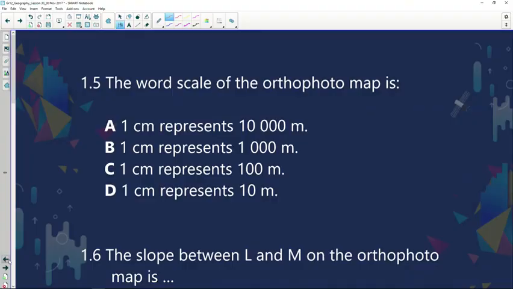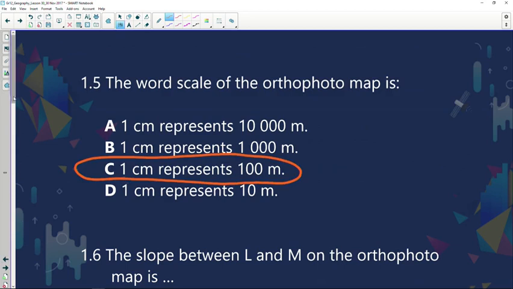Now the word scale of the orthophoto map is what? 1 centimeter represents 10,000 meters, 1 centimeter represents 100 meters, or 1 centimeter represents 100 meters. In this case, the correct answer will be C.